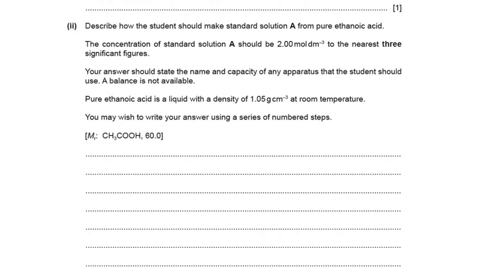describe how the student should make a standard solution A from pure ethanoic acid. The concentration of standard solution A should be 2 mole per dm³ to 3 significant figures. Your answer should state the name and the capacity of any apparatus that the student should use. A balance is not available. Pure ethanoic acid is a liquid with a density of 1.05 gram per centimeter cube at room temperature. You may wish to write your answer using a series of numbered steps, and here they have given the molecular mass of ethanoic acid, which is 60.